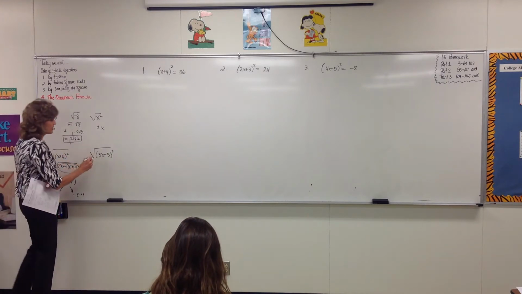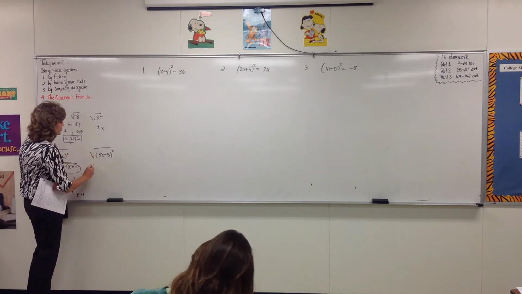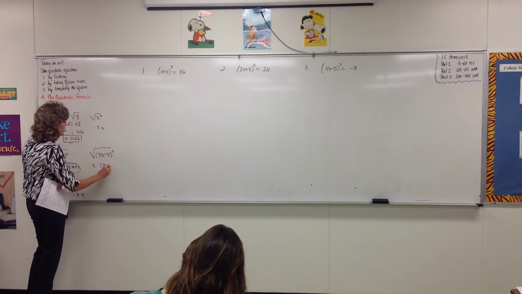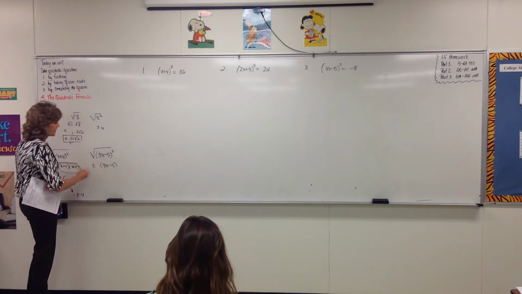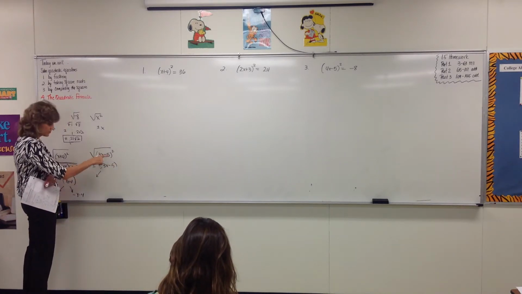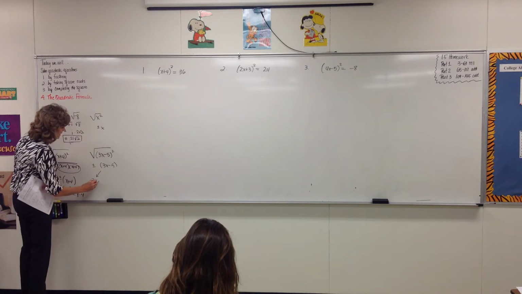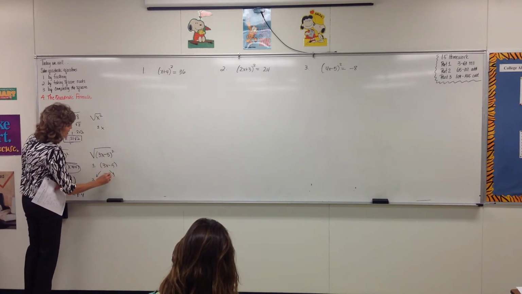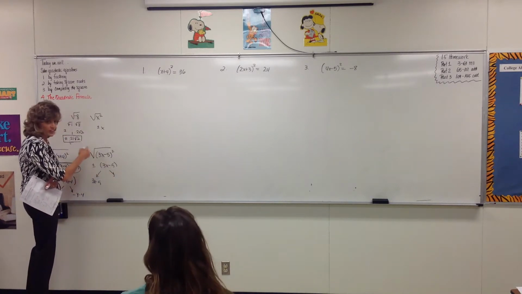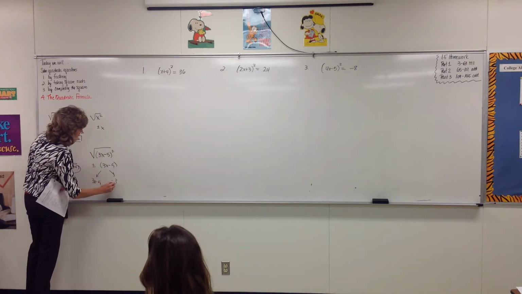The same is true on this one. It's plus or minus 3x minus 5. If I consider the positive version, it's just 3x minus 5, exactly as is. If I consider the negative version, negative 3x plus 5.